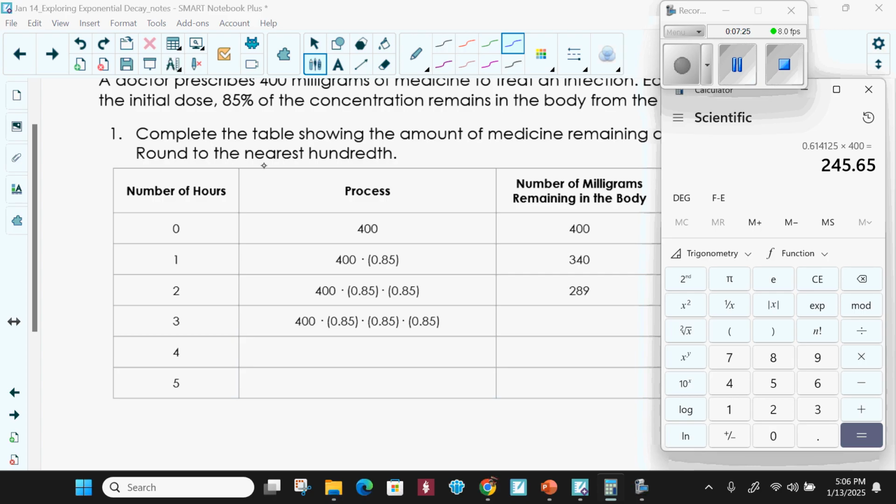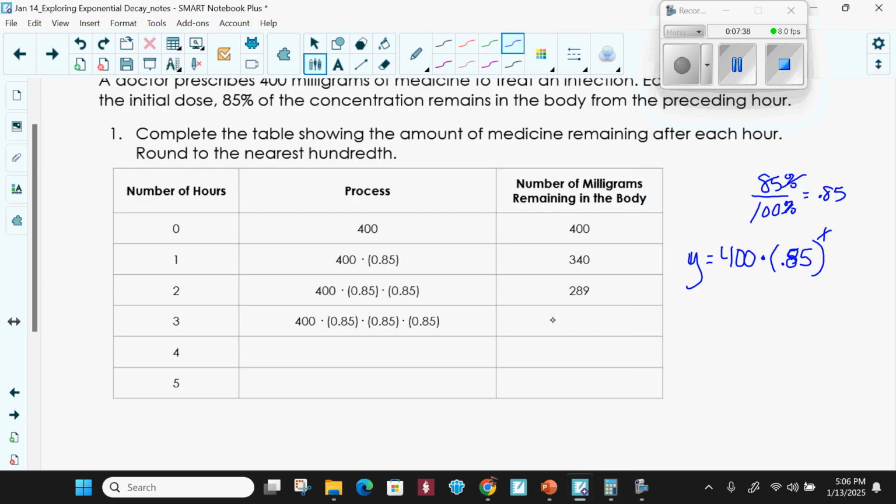Okay, now it says round to the nearest hundredth. Hundredth is 2 decimal places. So this one here is already at 2 decimal places, so we don't have to worry about that. So we have 245.65. Now I know you guys like to say 0.65, and for change that's fine, but when you're talking decimals it's .65 because it's not 65. It's not read the same way.